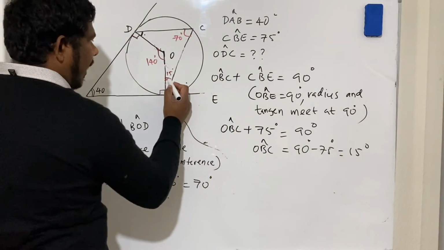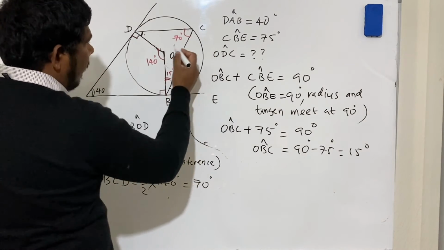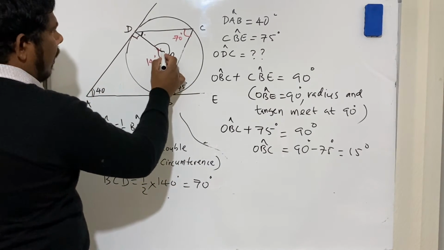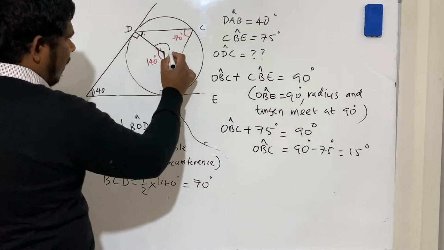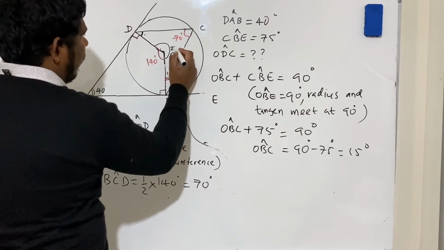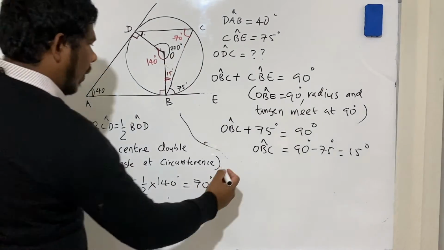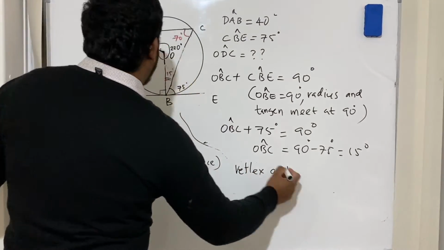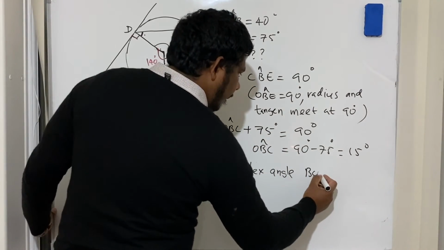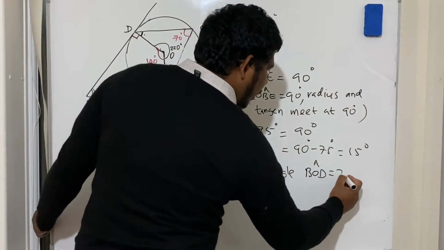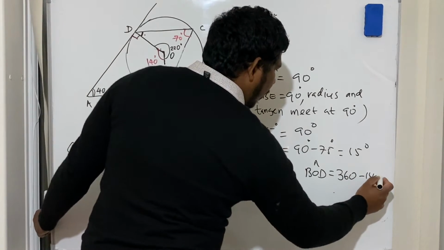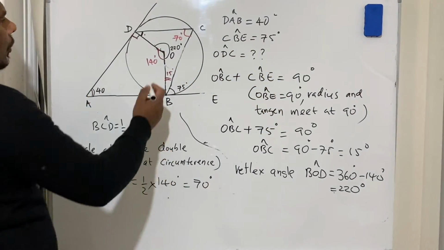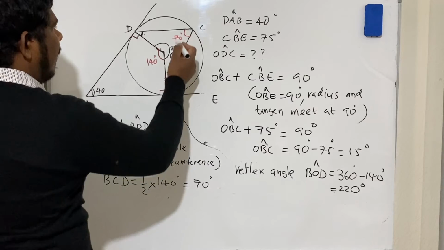Okay, now we found this angle is 15 and this is 70, and we can find this angle because angle around a point is 360. This is 140, so this is going to be 220. So we can write down reflex angle BOD is 360 minus 140 and it's 220. So this is 220, this is 15, this is 70.